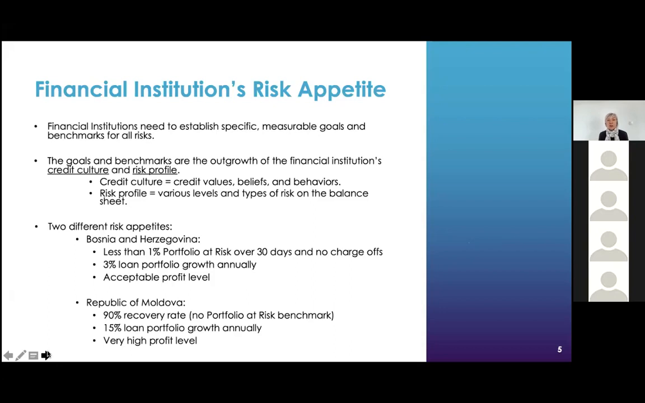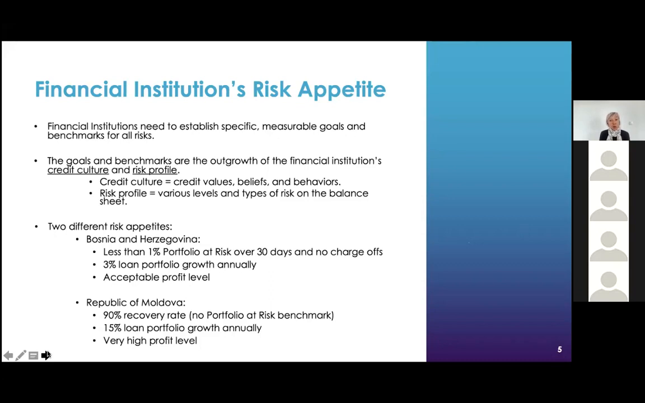The second one I saw was in the Republic of Moldova in Eastern Europe. This one gave smaller loans to very small businesses, and also consumer lending, but again, smaller loans. They wanted a 90% recovery rate. So they didn't care how late the loans were. They just wanted to make sure 90% came in the door. It might be late, but they would charge a very, very high penalty rate to make the people pay that.